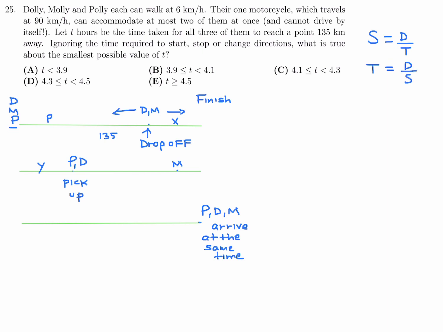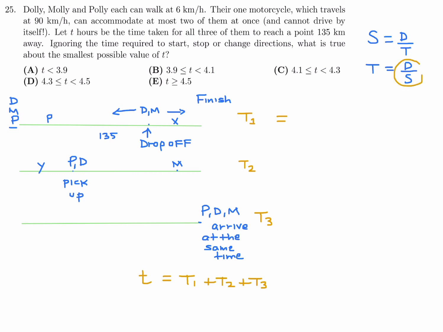So let's figure this out. Let's call this first scenario T1, and then this second scenario we'll call T2, and then this final scenario we'll call T3. And then, of course, the T is the time taken for all three of them to reach the finish line. So that T that they're asking about that's in the answer choices is really T1 plus T2 plus T3, because all of them have to reach the finish line. So here we go. What is T1?